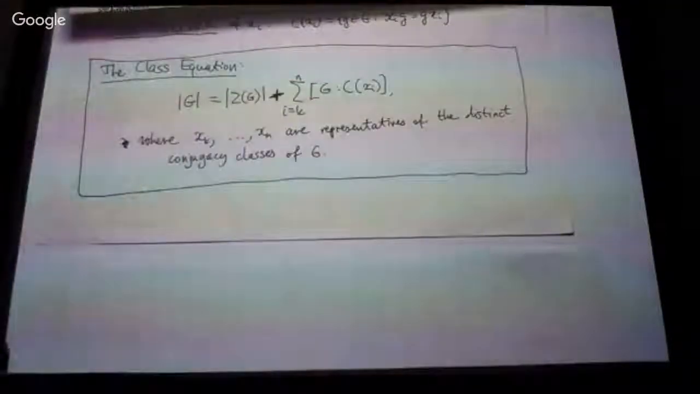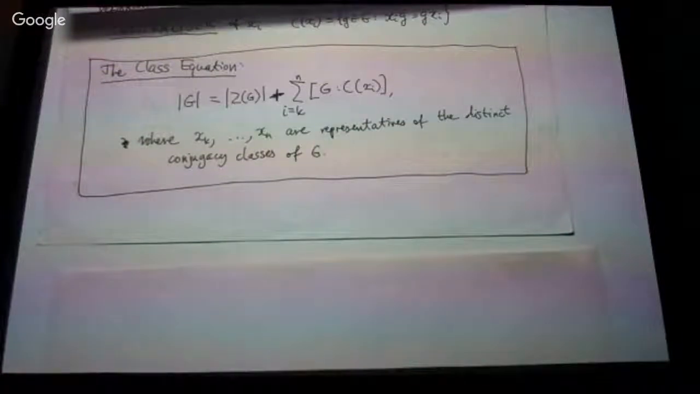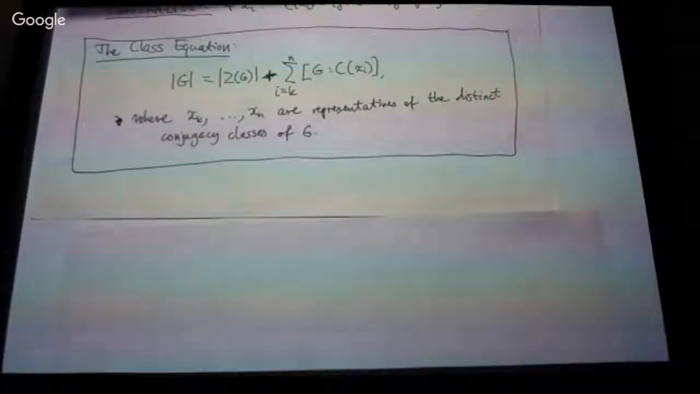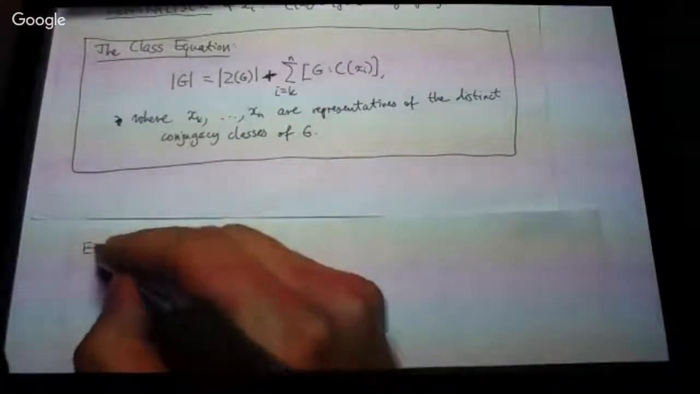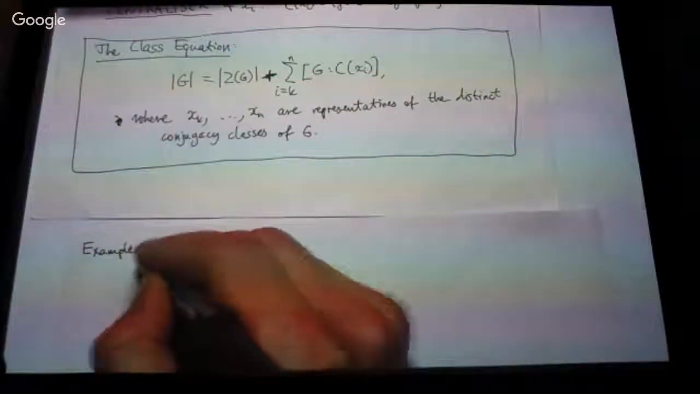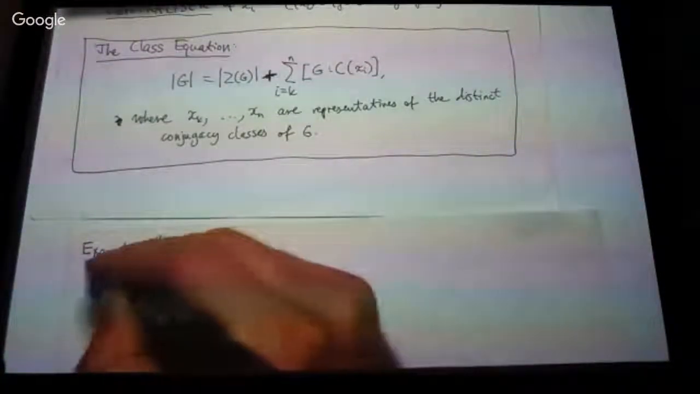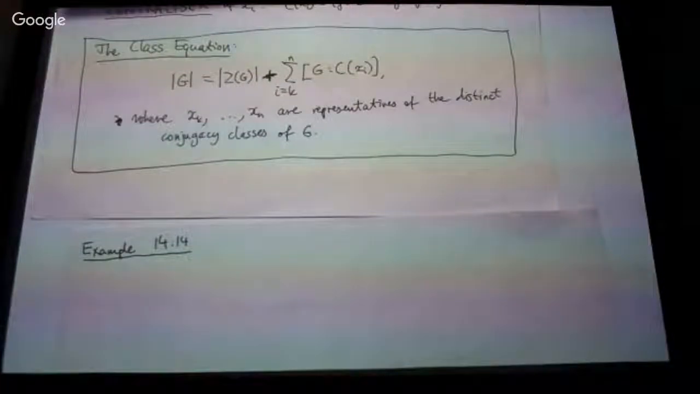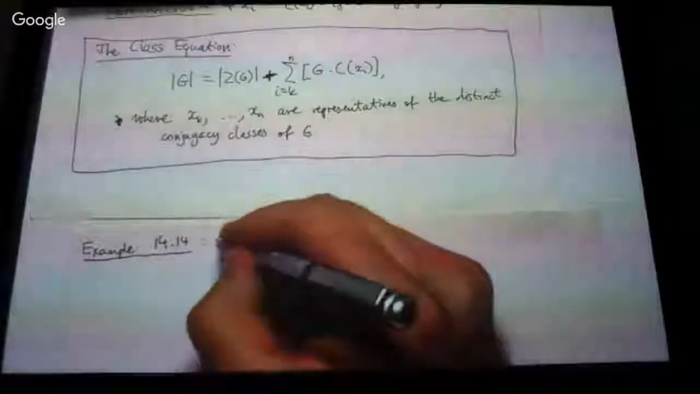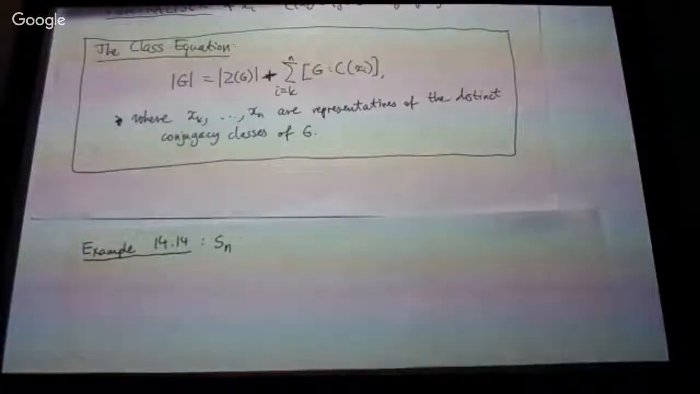Okay, so there are examples 1412 and 1413, which you can read, but they're not very exciting. Example 1414: Sn. So what are the conjugacy classes in the symmetric group?